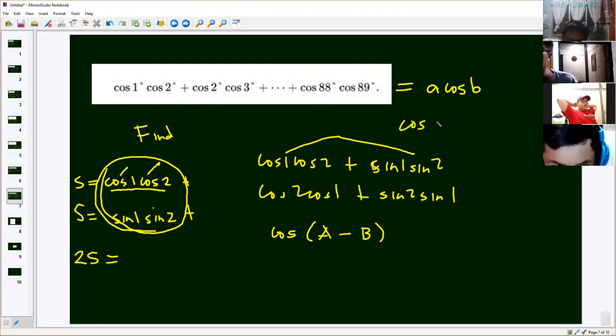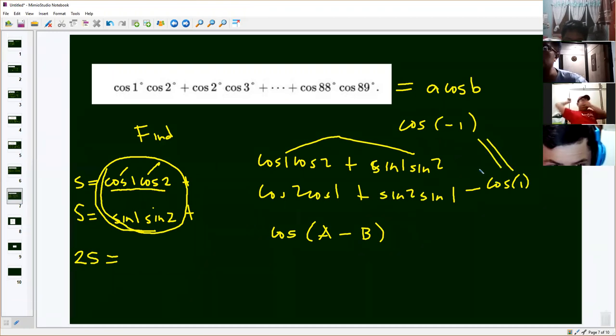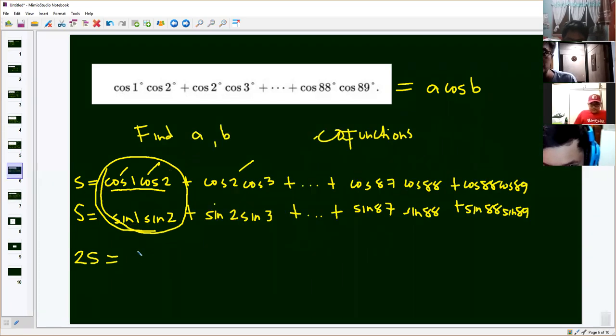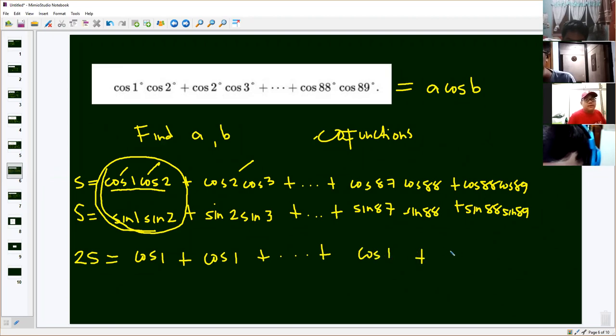In here, you get cosine negative 1. In here, you get cosine 1. You know that cos negative 1 is equal to cosine 1 because it's an even function, right? So the whole thing here is cosine 1. Let me go back to the page. This is cosine 1. What about this? Cosine 1 too, because cos 3, cos 2, sine 3, sine 2, with a minus. It just continues, it's still cos 1.